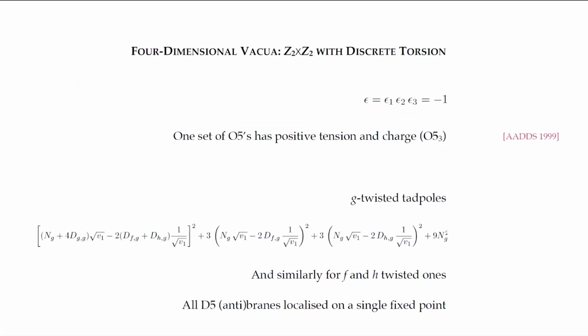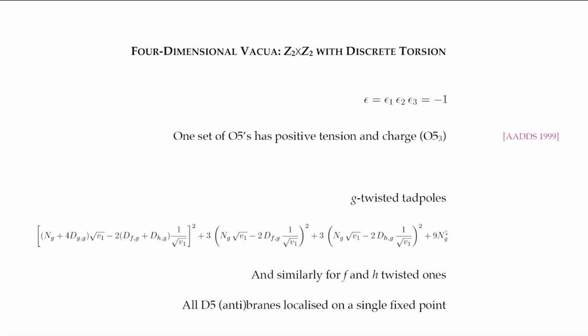So just a last comment about the 4-dimensional models. You can repeat the same exercise. This is not something that exists only in 5 dimensions, but you can work also in 6 dimensions, but also in 4. And in particular, if you take the Z2 cross Z2 construction with discrete torsion, then you have to introduce, with a particular choice of epsilon, discrete torsion.